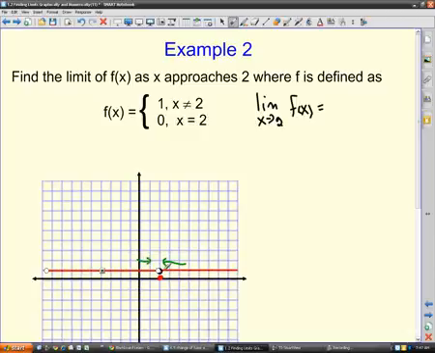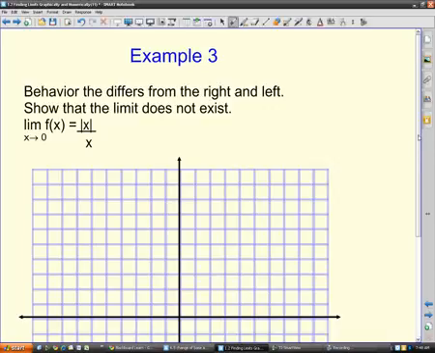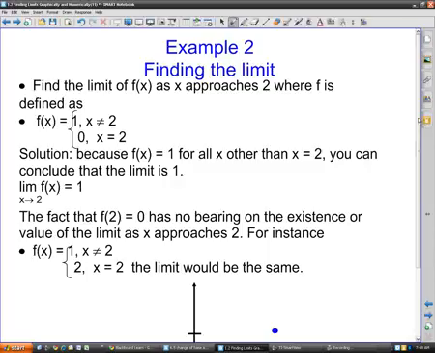Even though the value is 0, it doesn't matter. The value of this graph as we approach it from both sides is 1. This point, whether it's there or not, has no bearing on the graph itself, on the limit itself. And so that's something we need to keep in mind. And so you can look, we'll go through this. This is a little bit different graph, but it's still the same idea. The limit is still 1, even though the point is somewhere else.